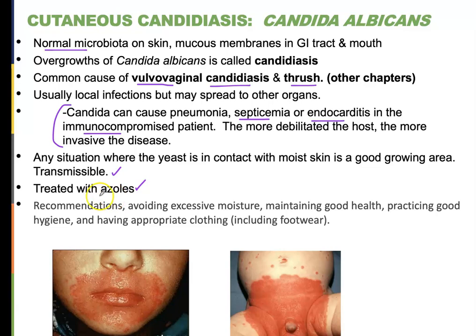So over-the-counter antifungals will have the suffix azole. And to avoid candidiasis, we want to avoid excessive moisture, maintain good health, and good washing practices, good hygiene, and wear appropriate clothing, meaning things that are wet should come off your body instead of leaving a bathing suit on. Or you can see here where the diaper should go is where the Candida has had an infection.